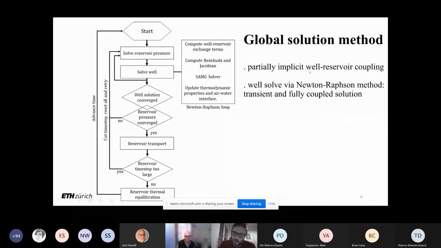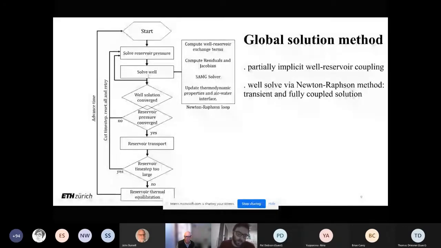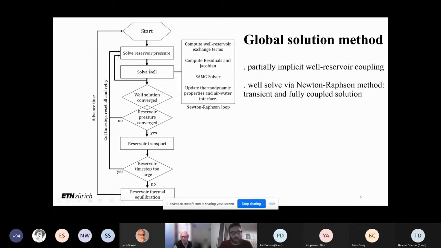And then we have a partially implicit coupling between the reservoir and the well. So we just solve the well, which means that now we have different pressures. So we're going to have different source terms between the well and the reservoir, which means we're going to have a different reservoir pressure solution. And so we just iterate between the reservoir pressure and the well pressure until the reservoir pressure is not changing anymore. That's when we say that both the well solution and the reservoir pressure solution have converged, and then we can move on with the transport scheme for the reservoir, etc.